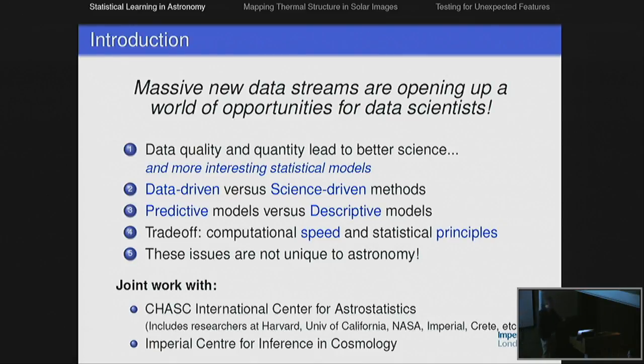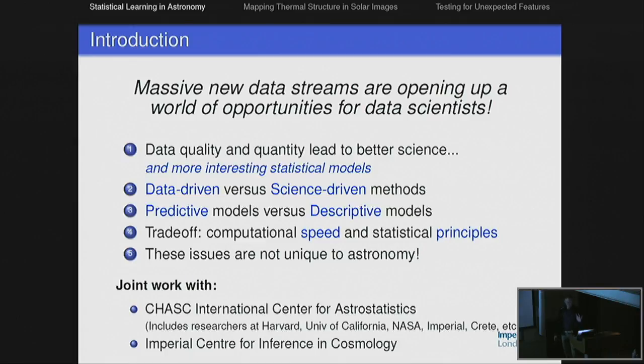and think about a couple of dimensions that we can talk about: data-driven models versus science-driven models, for example, where on the extreme end of data-driven science, the idea is to build algorithms that you can in principle apply to any data set without really knowing anything about where the data set came from or what the objective of the data analysis is.